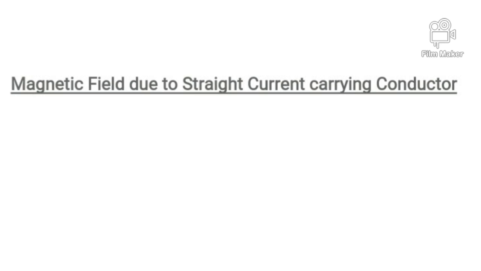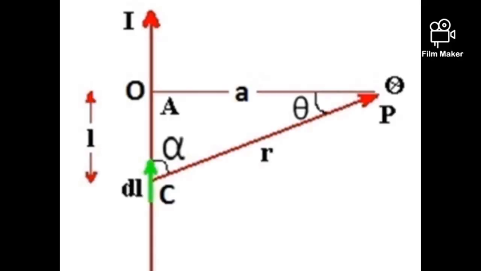We will see with the help of one diagram, where we have to take one straight conductor and one observation point where we have to calculate the magnetic field produced by the current carrying conductor. Let's see the diagram. Here, I is the current that is going through the conductor, dl is the small length element, alpha is the angle with the observation point, that is P, and r is the distance from there.